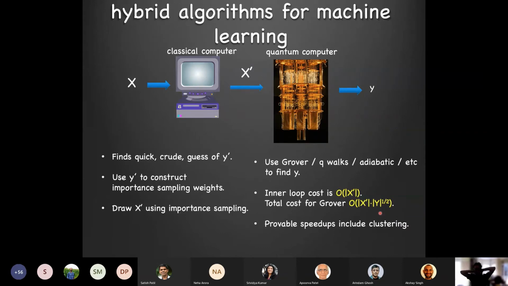So that is the first proposal I want to give for a hybrid quantum classical algorithm. And I think this is a useful framework for real problems like clustering.